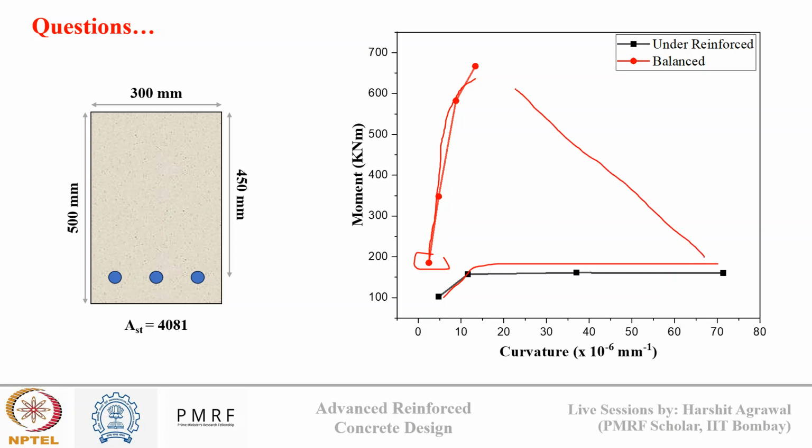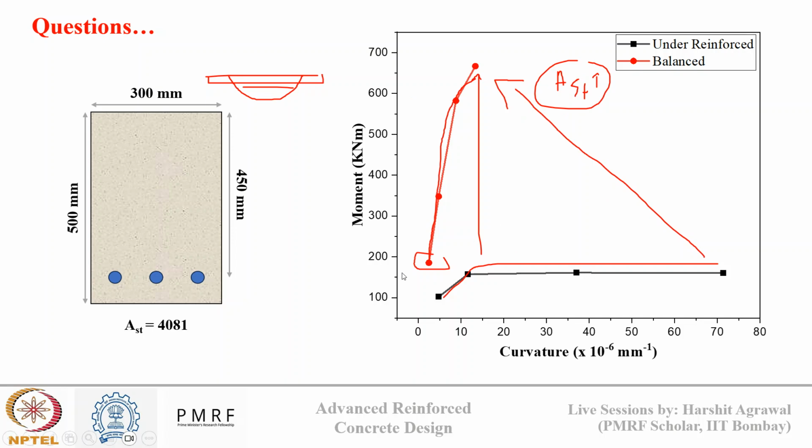There are two changes you can see here. One is the decrease in the curvature, and second is the increase in the moment capacity. So you can see there is a large increase in the moment capacity that is happening as we increase the reinforcement area, and there is a large decrease in the curvature. So the curvature that happens at the ultimate concrete strain value will reduce as I increase the area of the reinforcement.